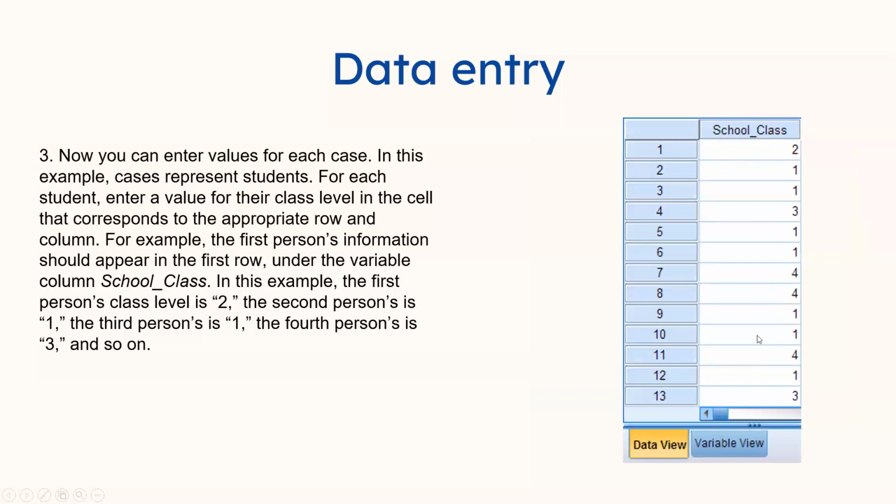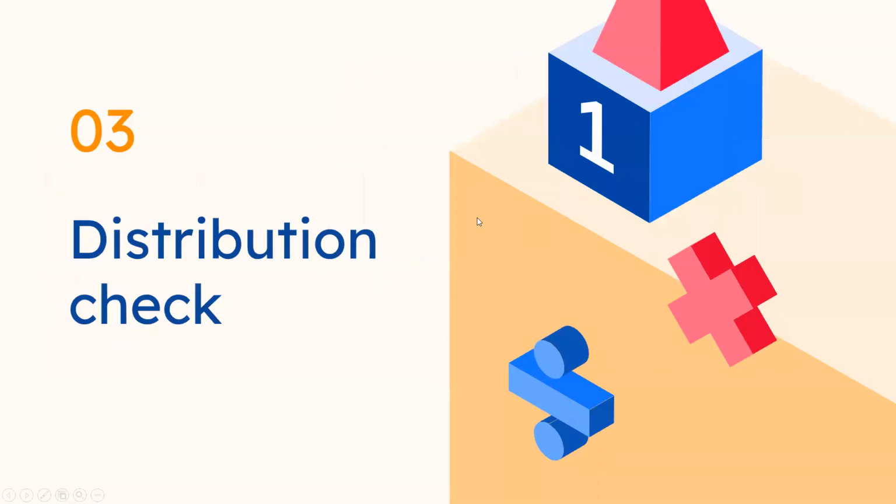Yeah, so this is an example. So you can put in, so like just now, 2 is the second year, 1 is the first year, and so on. So that's all for data entry. It's a very basic one, but we're gonna go hands-on in SPSS later on.